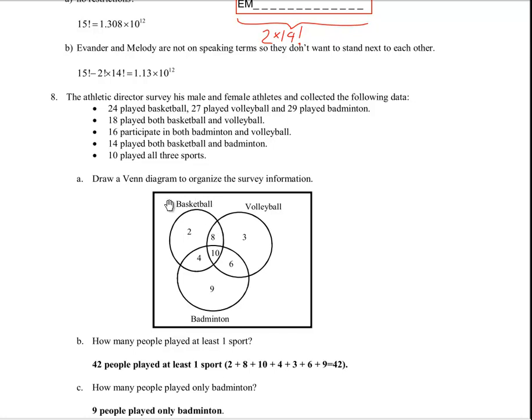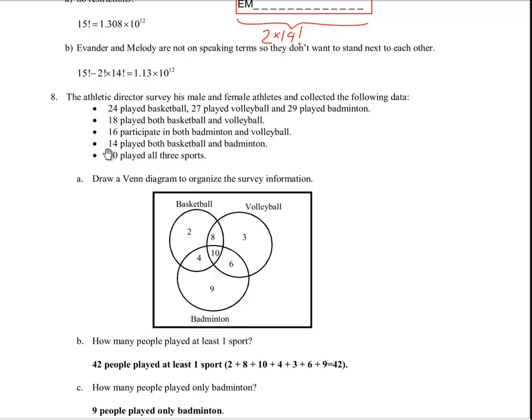This circle or oval will represent basketball, this one volleyball, this one badminton. Now, you start in the middle when you figure these out. So we put 10 people playing all 3 sports right in the middle, because that's an area in which all 3 of these, basketball, volleyball, and badminton, overlap. So 10 people go here.